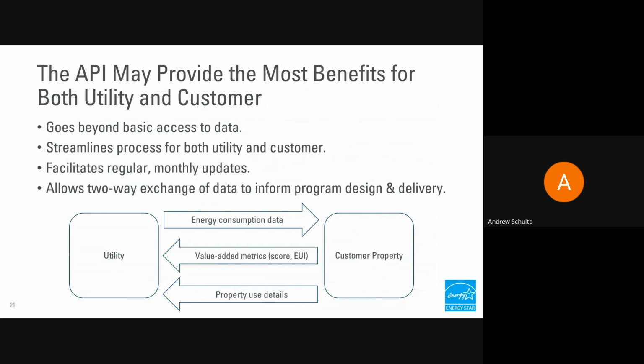And also, as we noted earlier, the API connection isn't just a one-way push of data to your customer. In fact, it does allow that return data stream, which would allow you, if you so chose, to get more information about the performance of your customer's building as a whole, as opposed to just a collection of accounts.